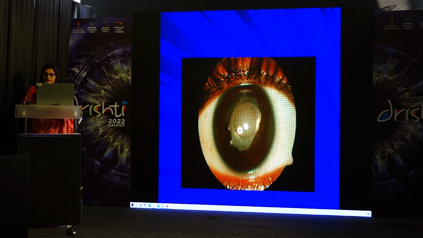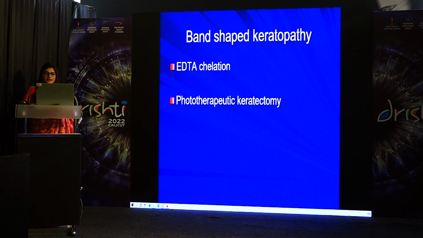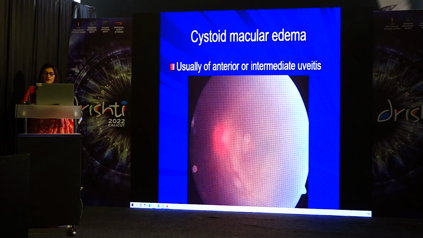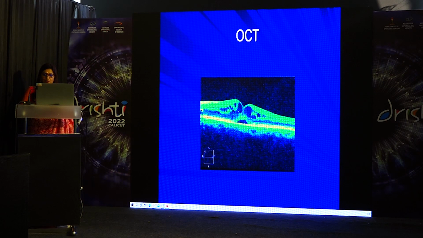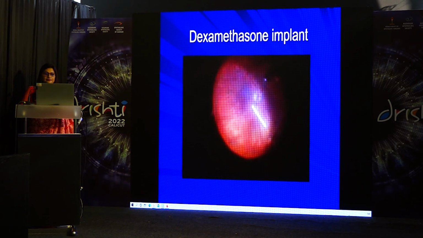You have to do cataract surgery when it is required, and always be careful because severe exudative reaction is the norm. You have to step up systemic immunosuppression 2 weeks prior, give them systemic steroid cover, slow taper of both systemic and topical, and you may need to continue topicals for more than 6 months in these children. For band-shaped keratopathy, EDTA chelation or PTK can be done. For CME, you can give either the posterior subtenon if possible, or you can use the dexamethasone implant.